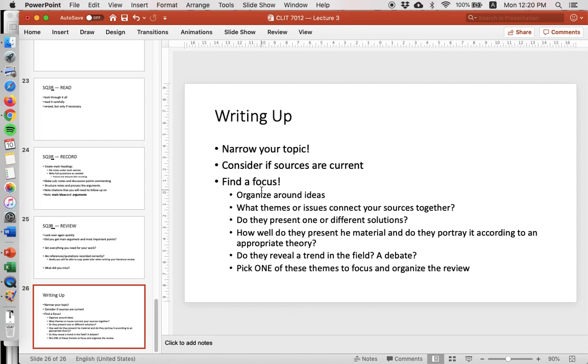Okay, find a focus. This is key. So you want your focus to be very, very clear. Organize around ideas. What themes or issues connect your sources together? Do they present one or different solutions? How well do they present the material, and do they portray it according to an appropriate theory? Do they reveal a trend in the field, a debate? Pick one of these themes to focus and organize the review.